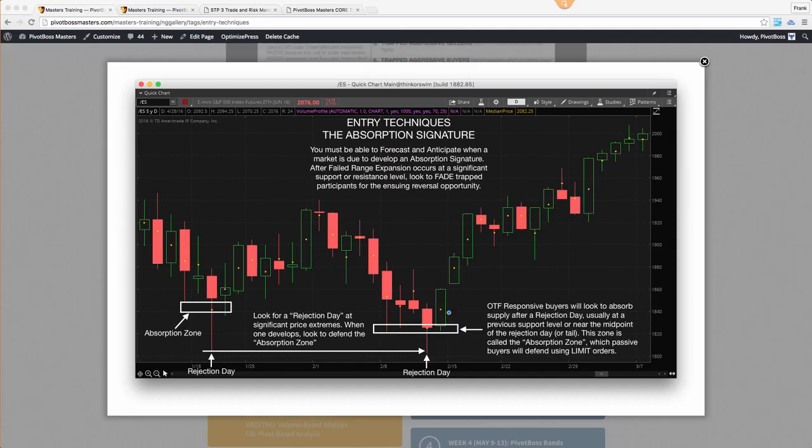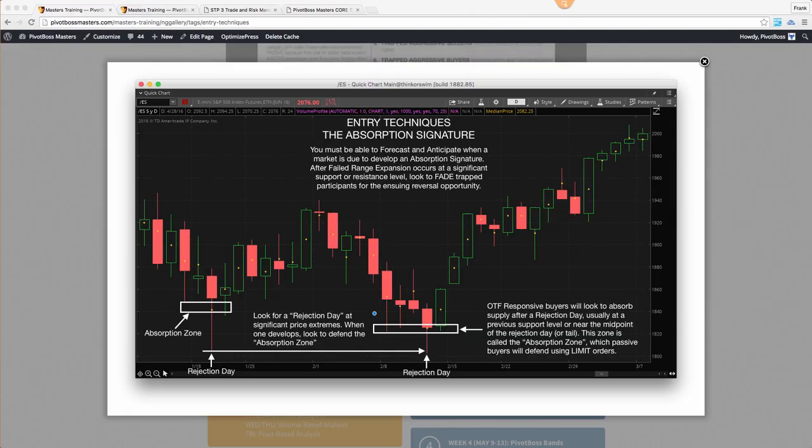And lo and behold, look at that little tiny wick right there. That tiny wick happens in the absorption zone, and then boom, explosion to the upside. And so that right there is one of my favorites. It's my favorite long-term pattern that can go into the lower time frames. This is what I look for all the time. We talk about it a lot, especially in the trading room. I talk about the OTF absorption.